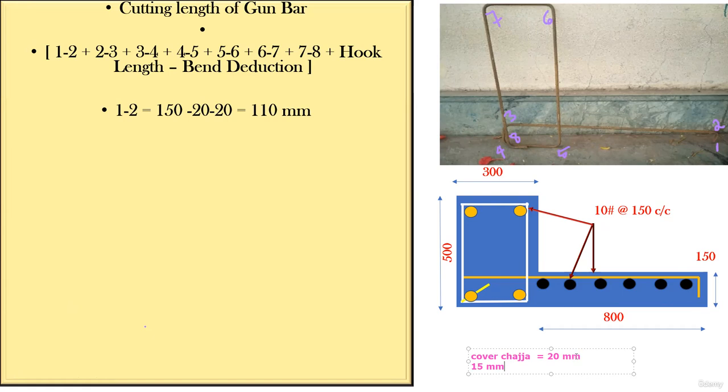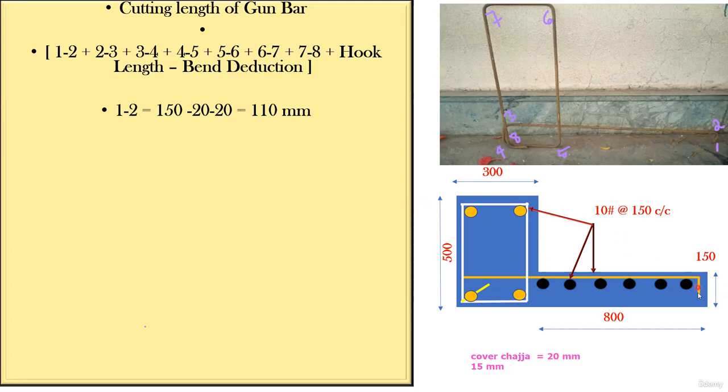But also understand that sometimes the chajja cover will be 15 mm, which will be mentioned in the drawing. Then in that case, you take 15 mm. Okay, is that understood? So 150 minus top cover 20, bottom cover 20, I'll take it out. It will be 110 mm. Great. Now you may ask me one question, sir.